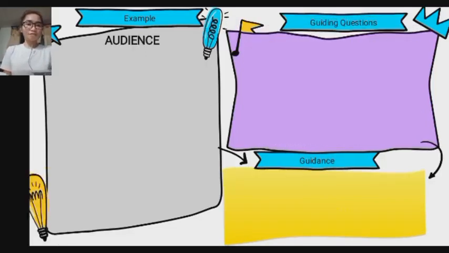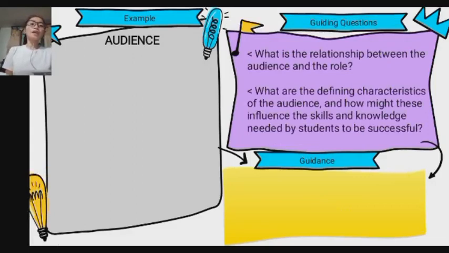Next, audience. The guiding questions in effectively crafting an audience are the following. What is the relationship between the audience and the role? This is the fundamental question that needs to be considered in audience. So what is the relationship between the audience and the role? Next, what are the defining characteristics of the audience, and how might these influence the skills and knowledge needed by the students to be successful?